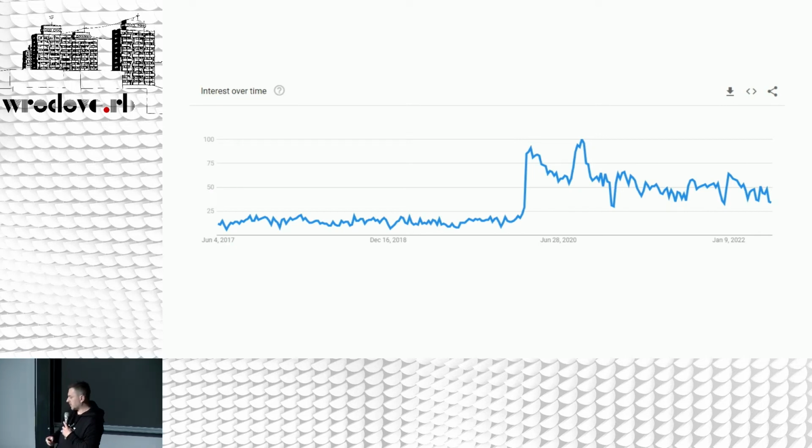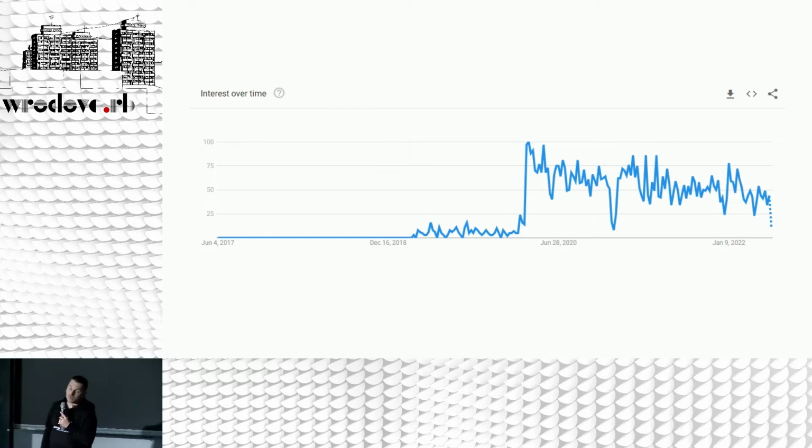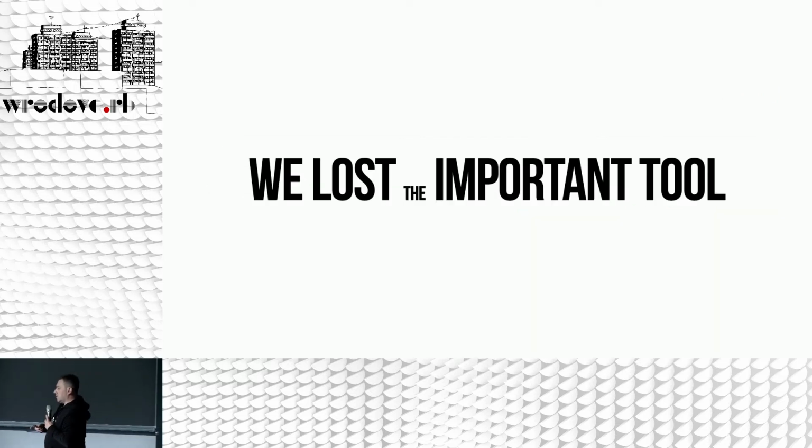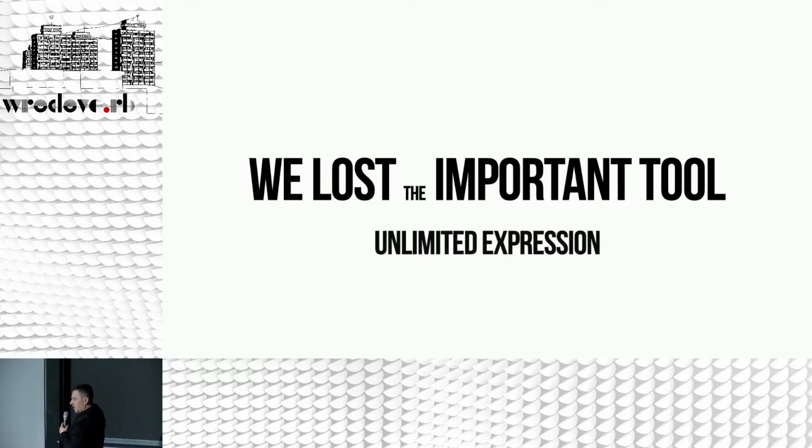And during March 2020, everyone on the internet probably started to learn. This particular chart represents the trend for the phrase online whiteboard. So probably you know exactly what the date was before. This particular chart represents the term Miro whiteboard. So I started to use those applications in production, and I realized that once more I lost another important tool of mine, which is unlimited expression.